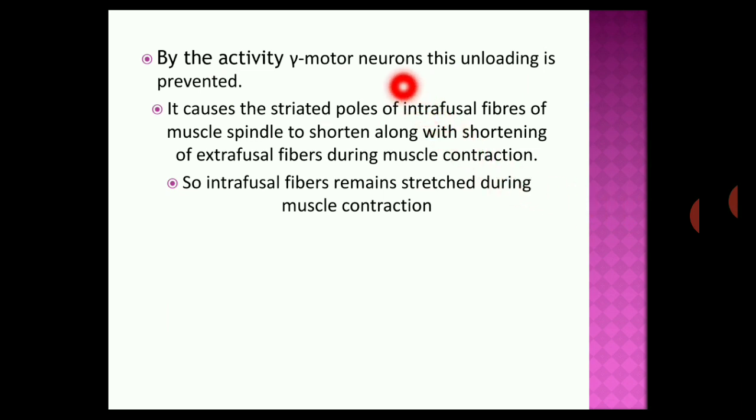By the activity of gamma motor neuron, this unloading is prevented, and it causes the striated pole of the intrafusal fiber of the muscle spindle to shorten along with the shortening of the extrafusal muscle fiber during muscle contraction. So intrafusal fibers remain stretched during the muscle contraction. Okay, so what is the role of gamma motor neuron? It causes shortening of the polar end of intrafusal muscle fibers.